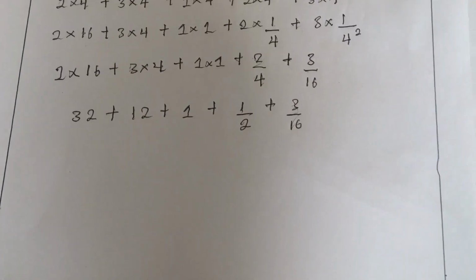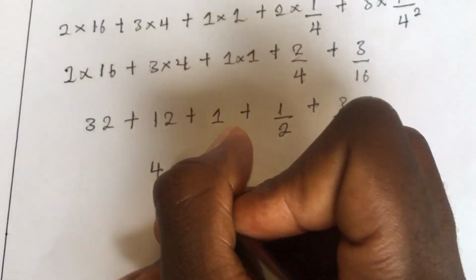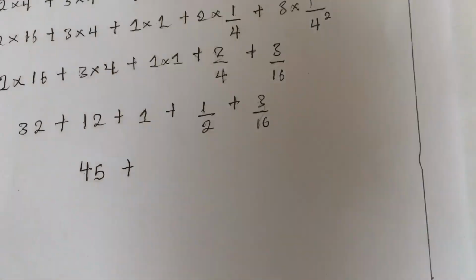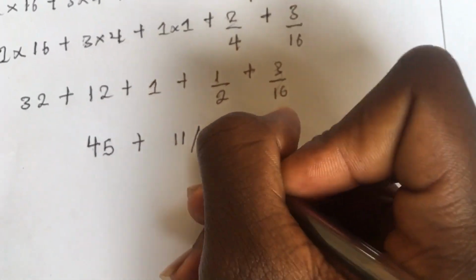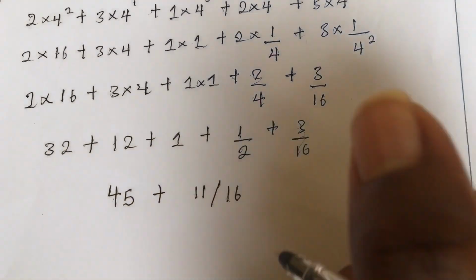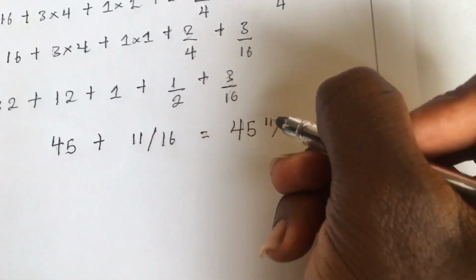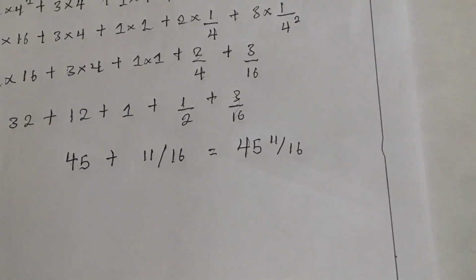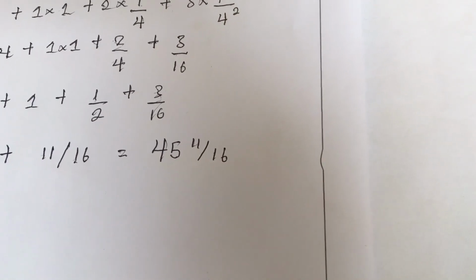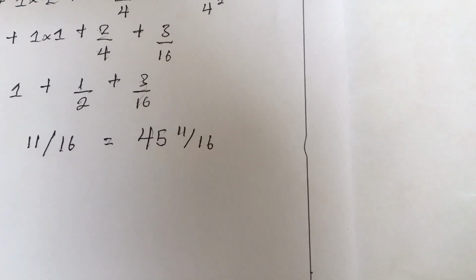So if you sum up the whole number part, which is 32 plus 12 and 1, I'm going to have 45. And if you sum up 1 over 2 plus 3 over 16, what you are going to have is 11 over 16. So mathematically, 45 plus 11 over 16 can be expressed as 45 whole number 11 over 16. As we can see, this is a mixed fraction, which implies that it has two parts, the whole number part and the fractional part.